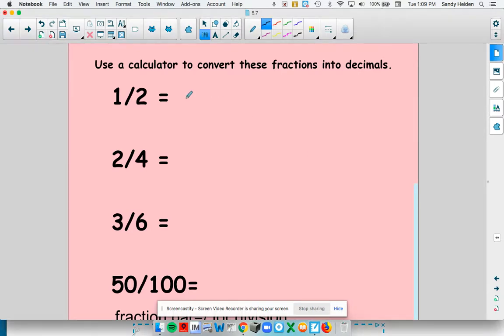So if it's already over 100, let's do that one first. You just write the number. How do you write 50 over 100? 50 hundredths, tenths, hundredths. So we're going to percent. So we've got to move to the right 2 places.